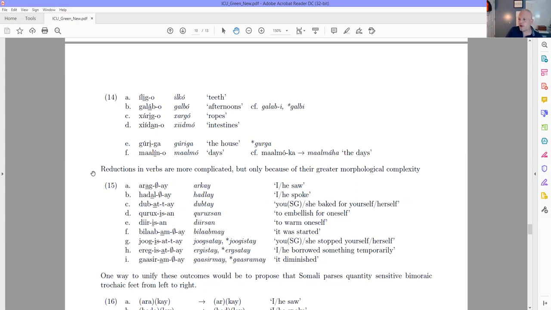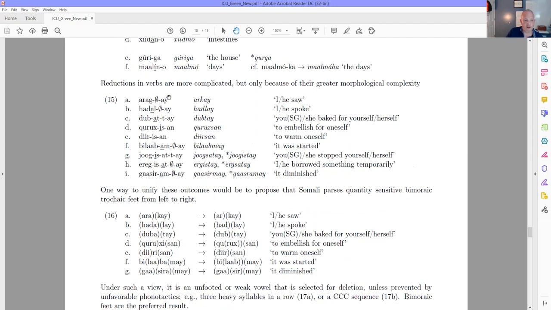Reductions are more complicated in verbs, but only because of their greater morphological complexity. So I've given you a morphological breakdown here, and I've underlined the vowel that is reduced in all of these instances. So a bunch of different shapes. I also show some alternatives that we don't get that we might expect.